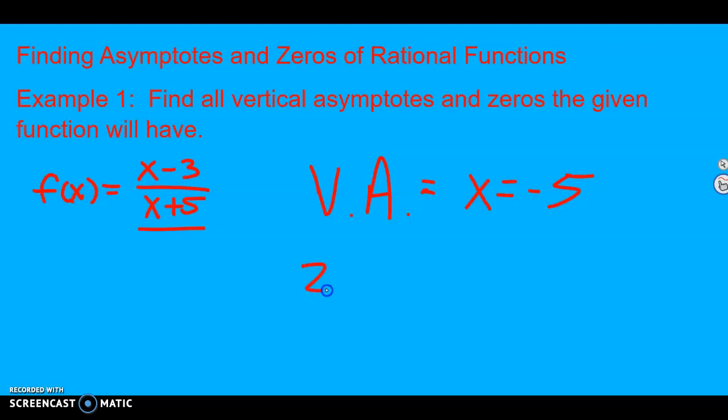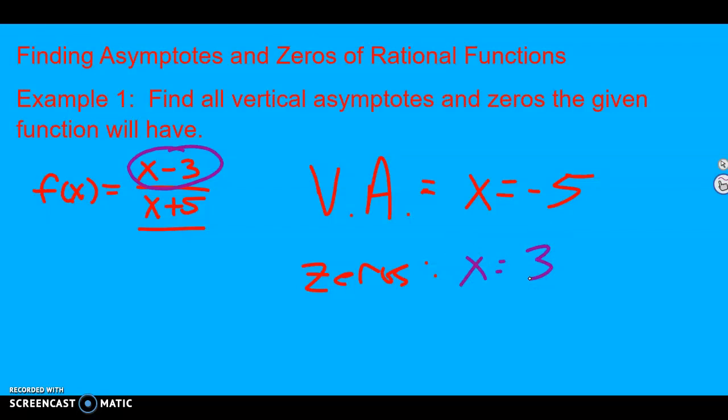Now you're also asked to find the zeros of the function. So what will make this function equal to 0? Well, this goes back to fraction rules again. If you want to make a fraction equal to 0, you need to make the top be 0. Because we know if the bottom is 0, the function is undefined. But if the top is 0, then you would have 0 divided by anything, and 0 divided by anything is 0. So the zero of this function is going to be at x equals 3.